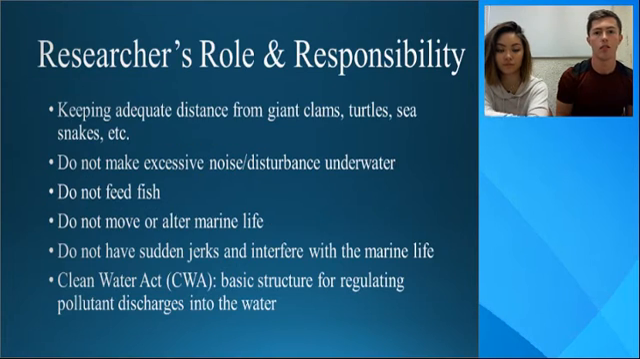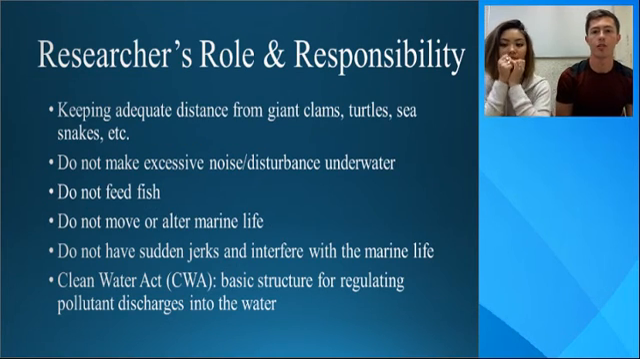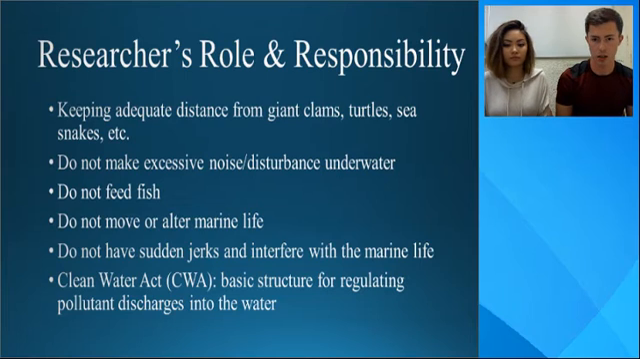And the role and responsibility of the researcher: keeping adequate distance from animals that you should not come near. Sea turtles, sea snakes are venomous, and you do want to stay clear of them. Do not make excessive noise underwater. That's essentially screaming like, I have a gun in a crowd, and you're going to do nothing but disturb the life around there, and just don't do that.